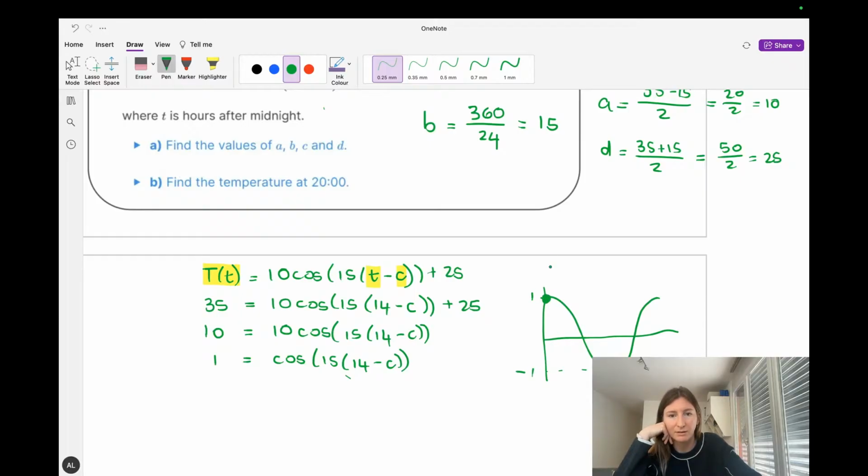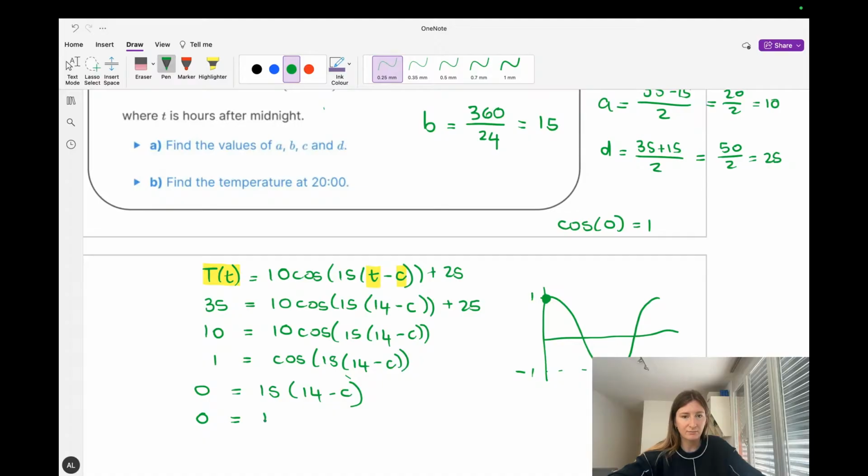Look at that. Remember, that was the thing I said in the beginning: cos of 0 equals 1. So that means here, cos of this whole thing equals 0, which makes it equal to 1. So we can say that 0 equals 15, 14 minus C. I'm going to divide by 15 on both sides, so it disappears over there. 14 minus C. So C equals 14.